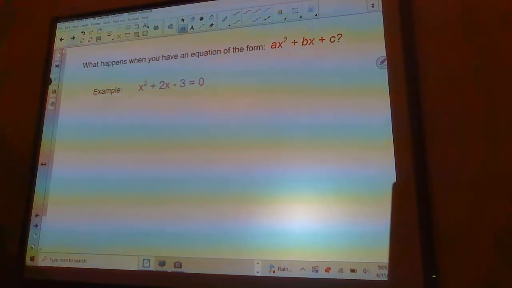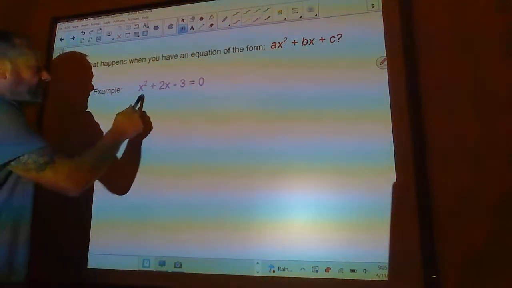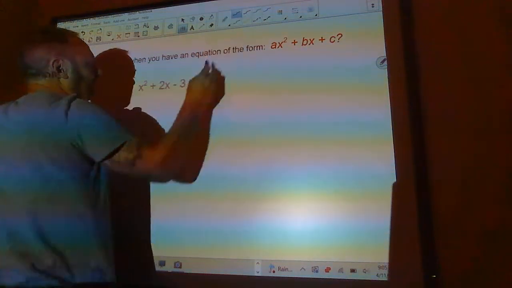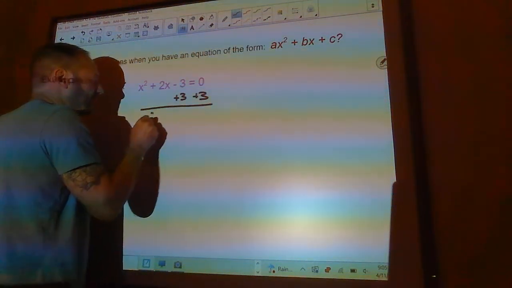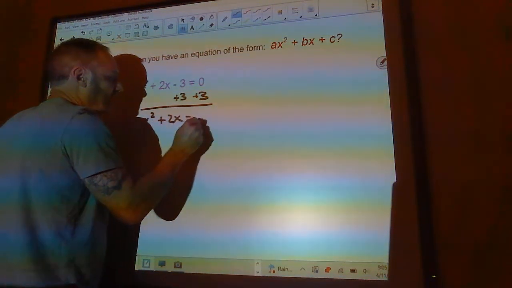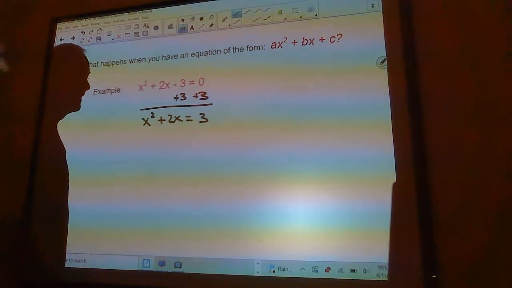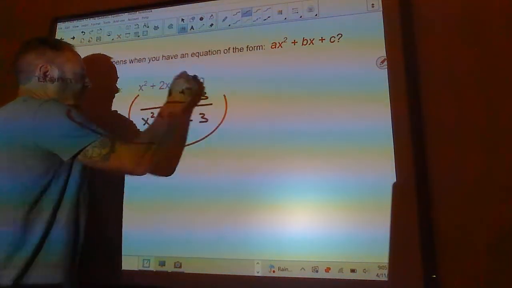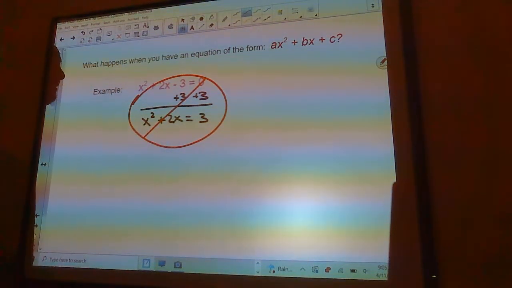But what happens when we get something of this form right here, ax squared plus bx plus c? A lot of students, the first thing they'll try to do is add 3 to both sides, and then they get this, and now they're stuck. You can't go on. You can't really do that. We have to have another way of solving it. There's actually 2 ways that you can solve this.